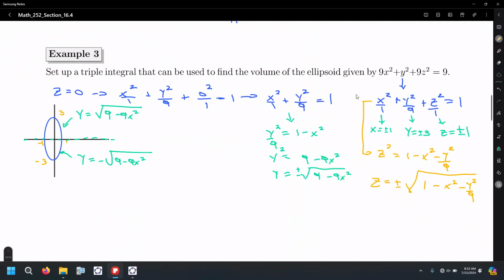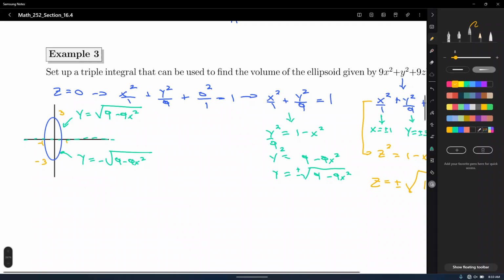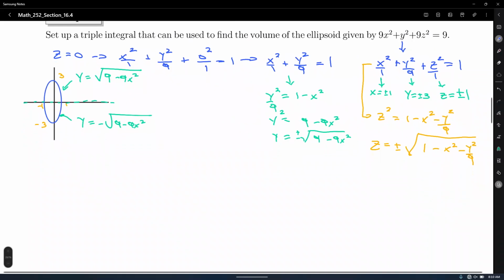Let's go back to the notes and set up the integral. All right, let's write the domain of integration first. This is going to look big, okay? So that is the domain. That'll be the set of all ordered triples x, y, z, such that x is going to vary between -1 and 1. For y, here we have the y limit in green, that is negative square root of 9 minus 9x squared, and positive square root of 9 minus 9x squared.